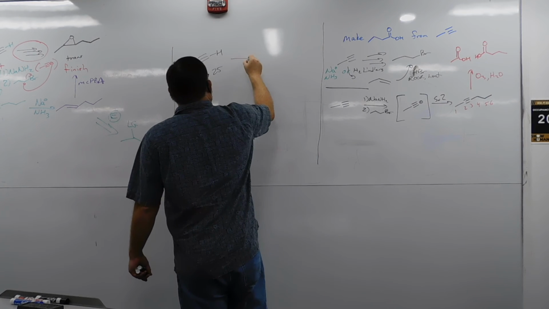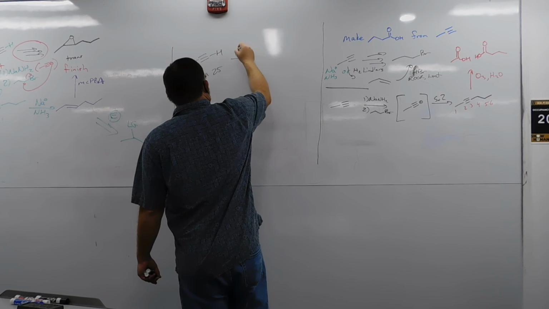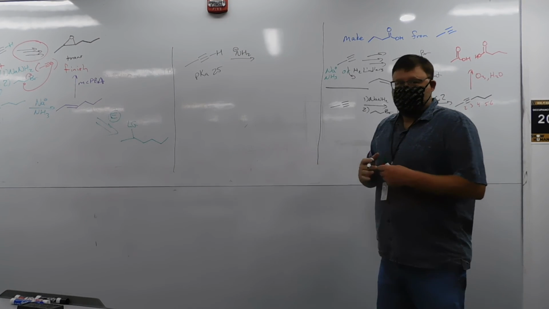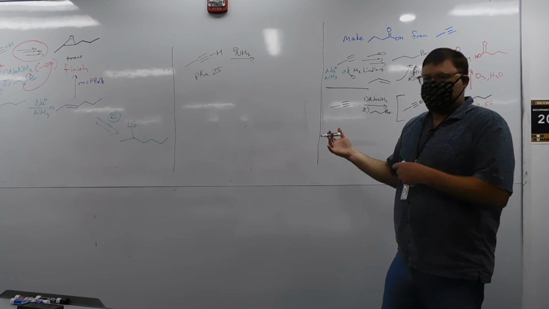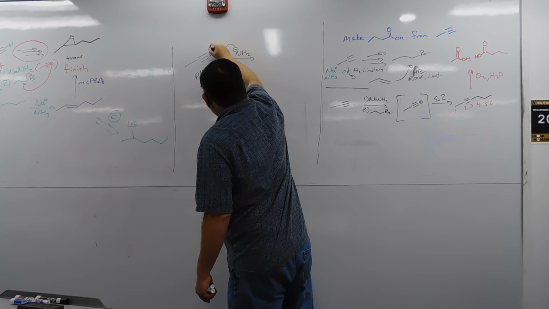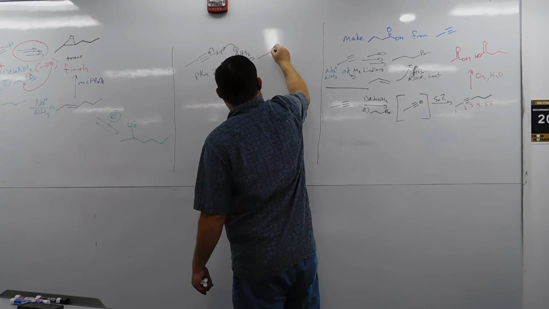But if you treat this with a strong enough base, and the classic is NH2 minus, but this can be any base whose conjugate acid has a pKa above 25. So we just do an acid-base reaction. So again, you're still going to have 3 carbons.